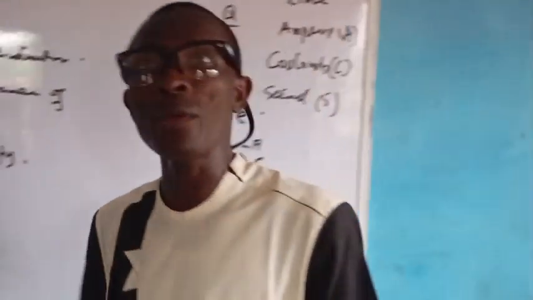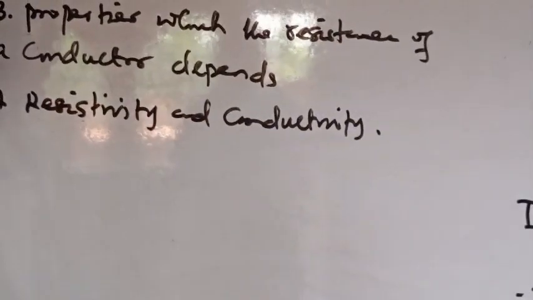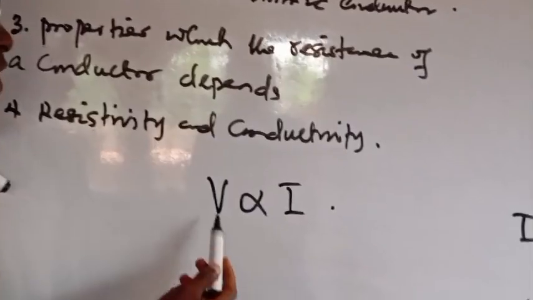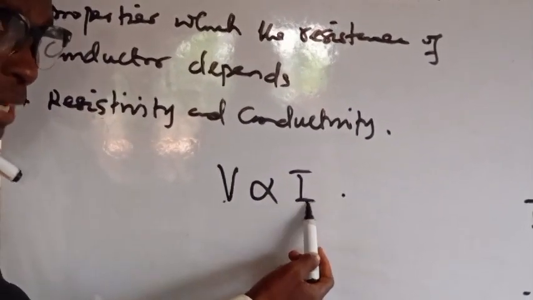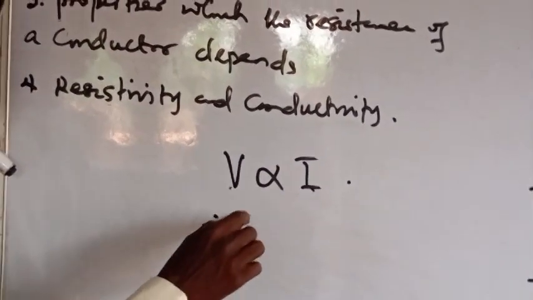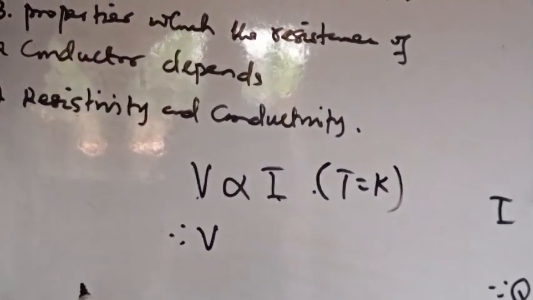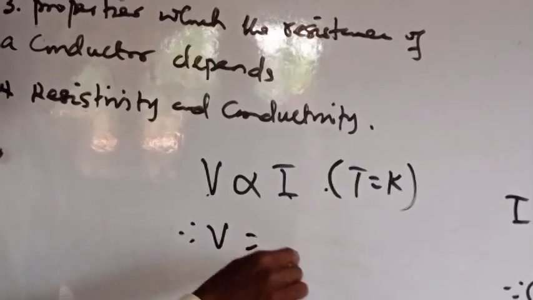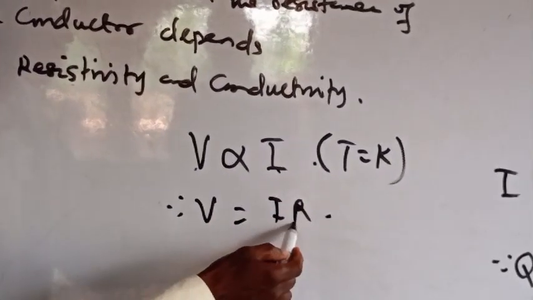That is to say, what we are saying here is this. From Ohm's law, voltage varies directly as the current, meaning voltage increases with current. You get it now? It's directly proportional. But look at something here. In other words, because it's proportional, we said that temperature is constant. If temperature is constant, we can say this becomes equal to I R.